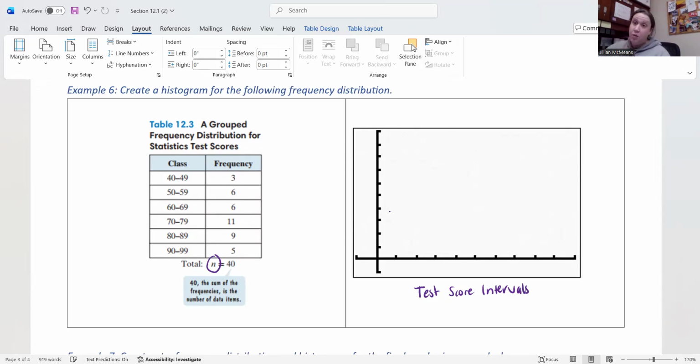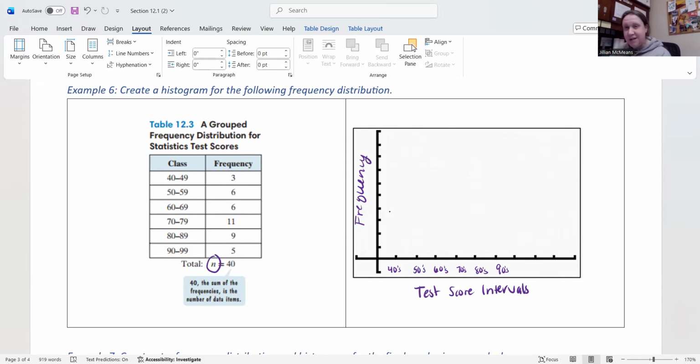And then along the y-axis, we're always going to do the frequency there. Okay, so we have items in the 40s, 50s, 60s, 70s, 80s, and 90s. Now, ordinarily you would write out the full interval like 40 to 49, 50 to 59, 60 to 69, 70 to 79, 80 to 89, 90 to 99. I just don't quite have enough room to do that, okay? But ordinarily you'd leave yourself enough room for that.